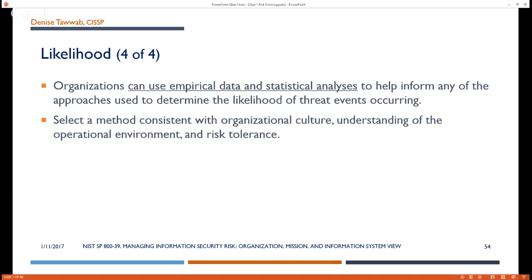You can use empirical data and statistical analysis to help inform any of the approaches used to determine the likelihood of threat events occurring. Select a method that's, again, consistent with your organization's culture, understanding of the operational environment, and risk tolerance. Do what fits into your business culture. This is not the time to try to overhaul the way your company does things. You want to work with what you have at this level, at the risk framing step. I think I said that right.